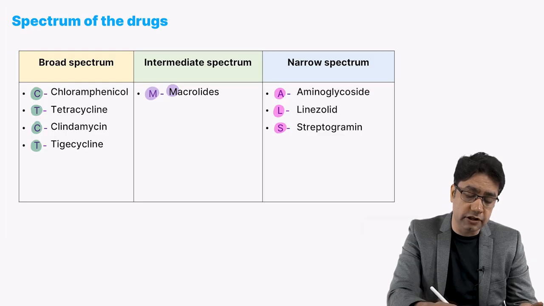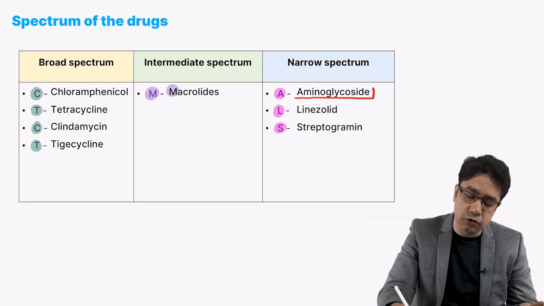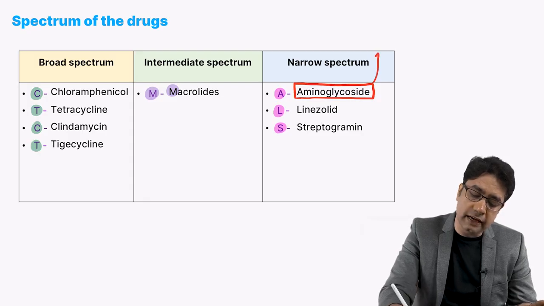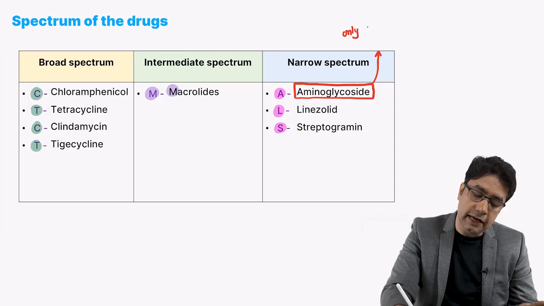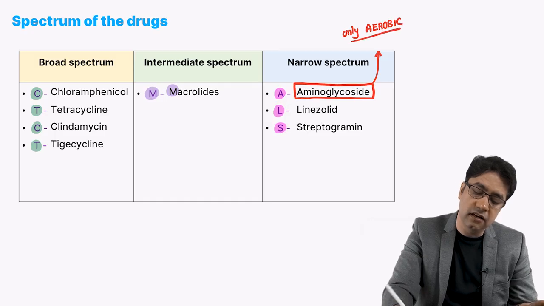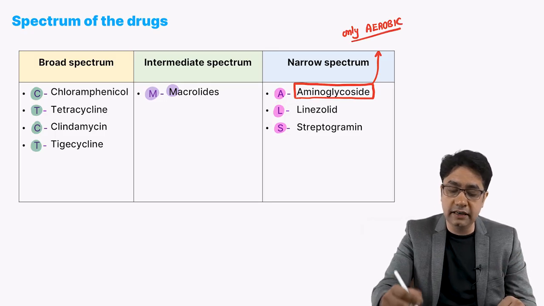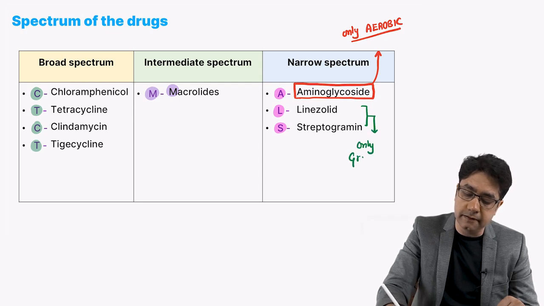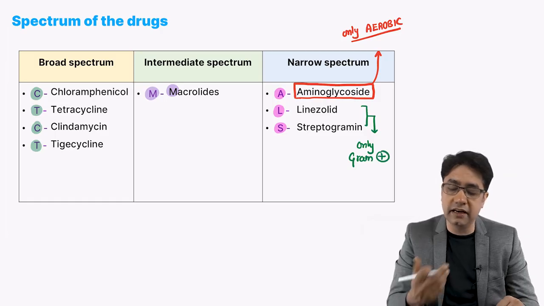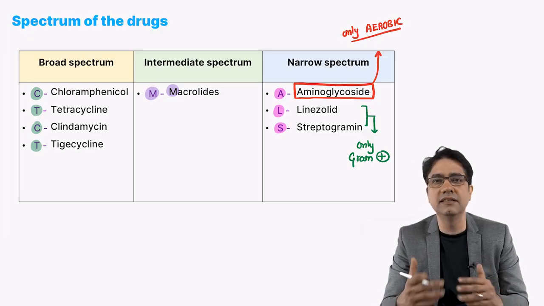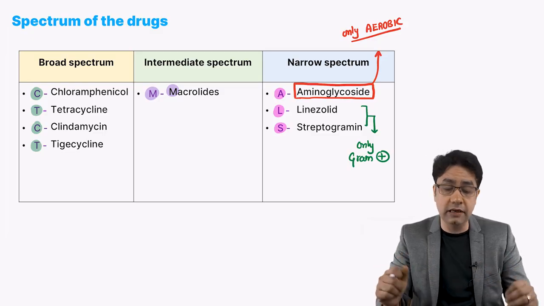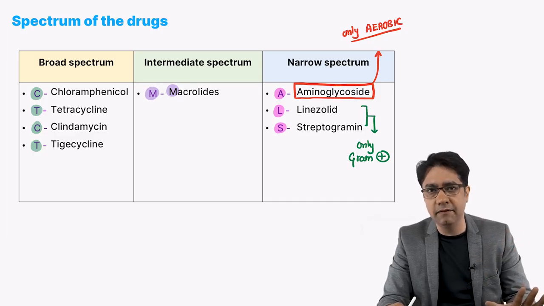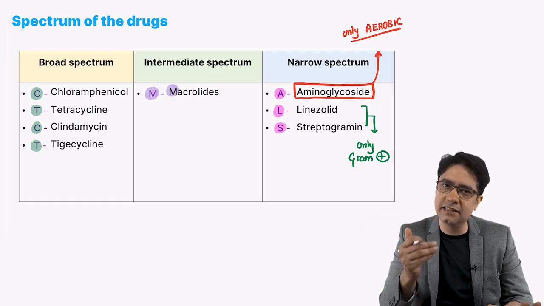Very commonly asked question: aminoglycoside is a narrow spectrum drug. Remember, it will only kill aerobic bacteria. Anaerobic bacteria are not killed with aminoglycoside. Similarly, linezolid and streptogramin are only effective against gram-positive bacteria. They are not effective against gram-negative bacteria. Hence, they are very narrow-spectrum drugs. So, keeping this list in our mind, let's start with these drugs in this similar order.